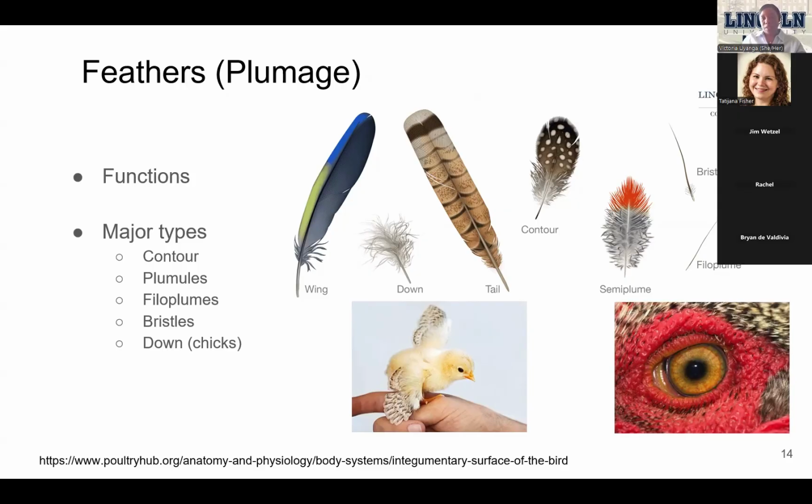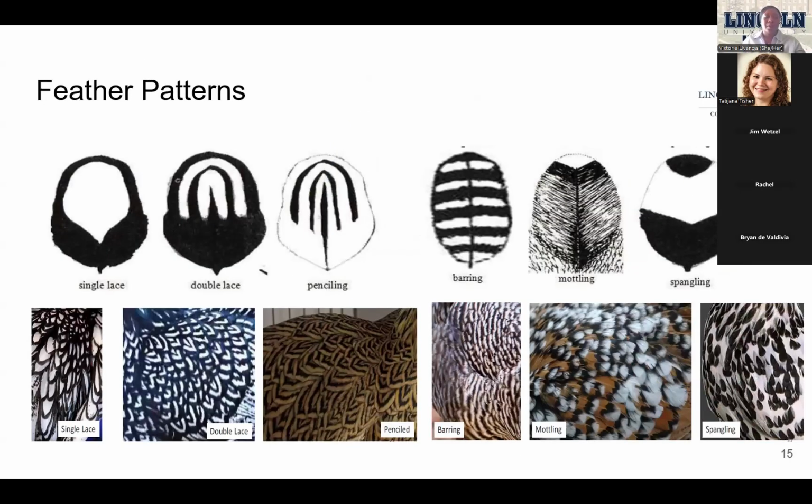The bristle feather, this is what you would typically have around the eye of the bird, and it's supposed to help also. It has a sensory ability, providing it with that sensation and picking up of external stimuli. Then for a small flock, some feather patterns may be obvious depending on the breed that you're using.